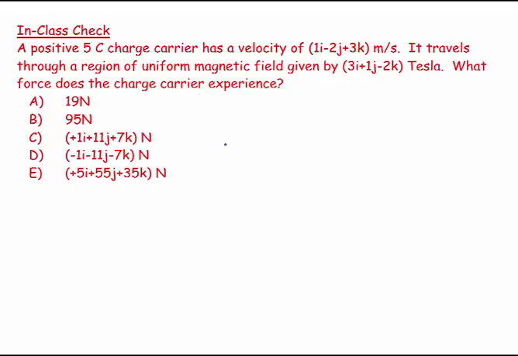So if I visualize for a minute, here's my charge carrier, and then I'm going to visualize a velocity for this charge carrier. And I'm going to say the velocity goes off in that direction. There's my velocity, and this is 1i minus 2j plus 3k. That's going to be meters per second.